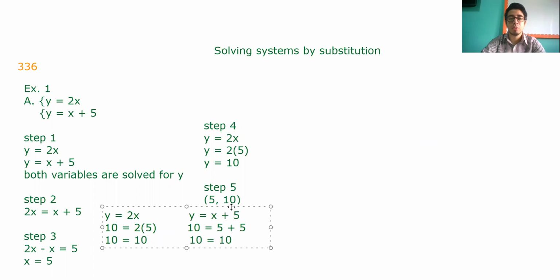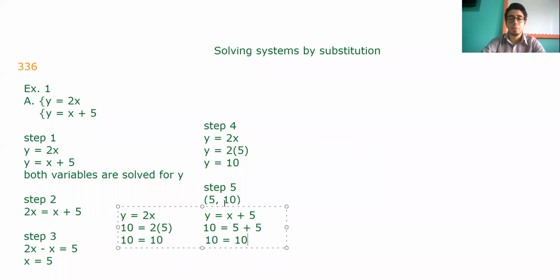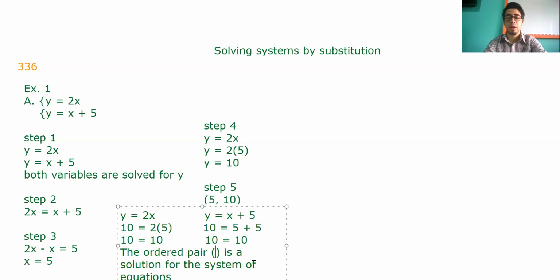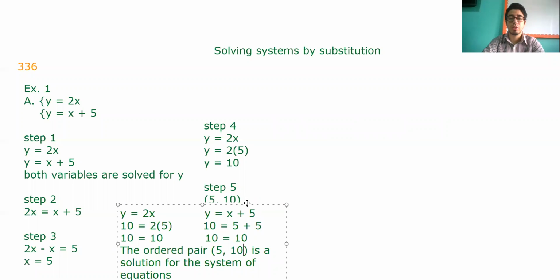We say that the ordered pair, this one, is a solution for the system of equations. Okay, maybe we forgot to write the ordered pair. We can write it. The ordered pair 5, 10. We write what is the ordered pair we are talking about. Okay. And here we have the result of this.